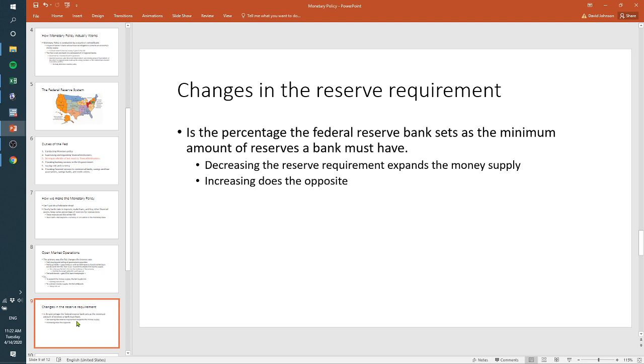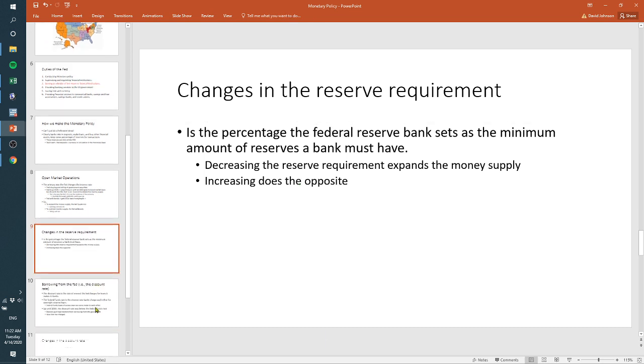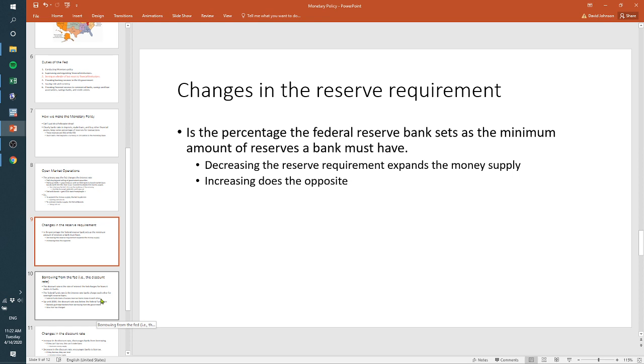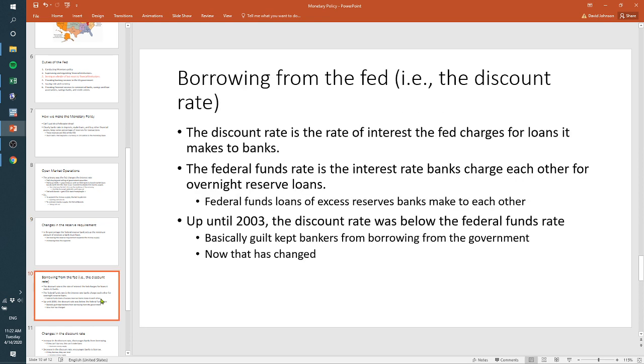So, if the reserve requirement falls, what it means is that banks can increase the amount of loans that they can make on a deposit of X dollars. All right, that is going to increase the money supply. So reductions in the reserve requirement expand the money supply, while increasing does the opposite. Finally, we have the discount rate.